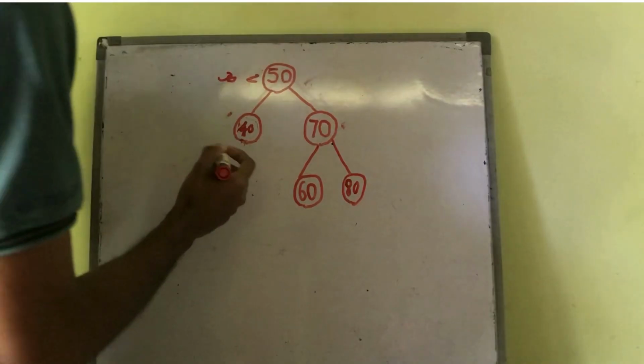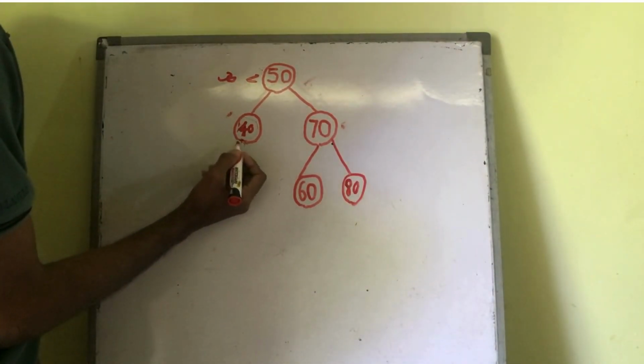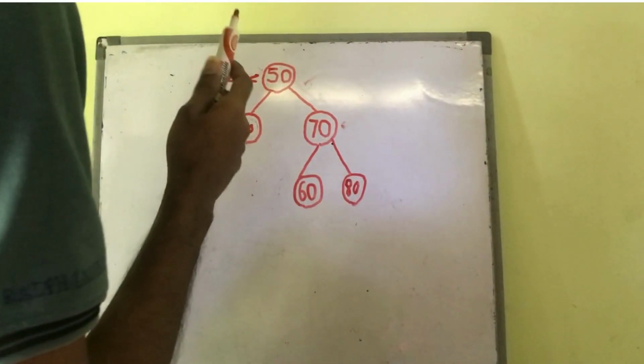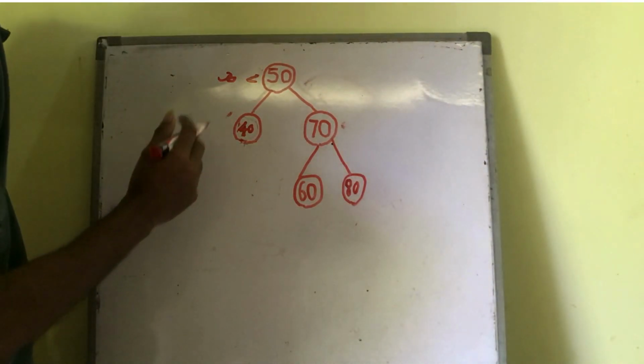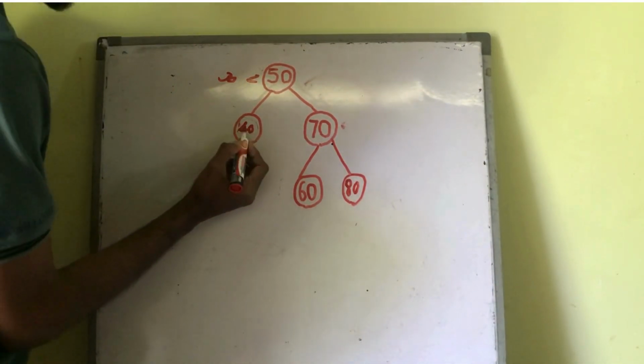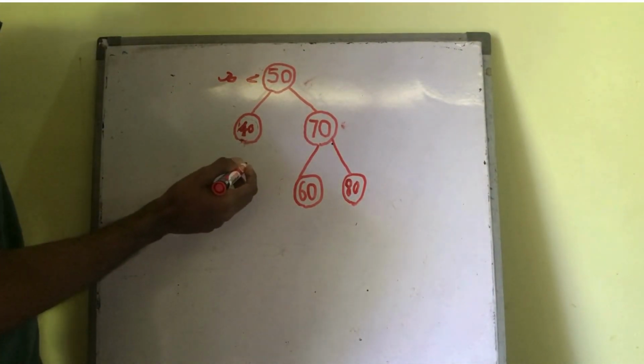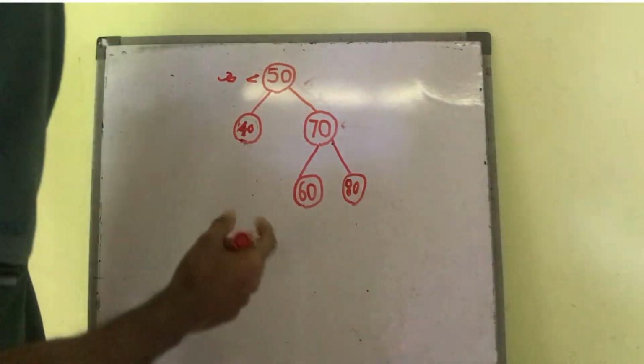So that is how to delete a node that has one child. That is how to easily remove a node that has one child.